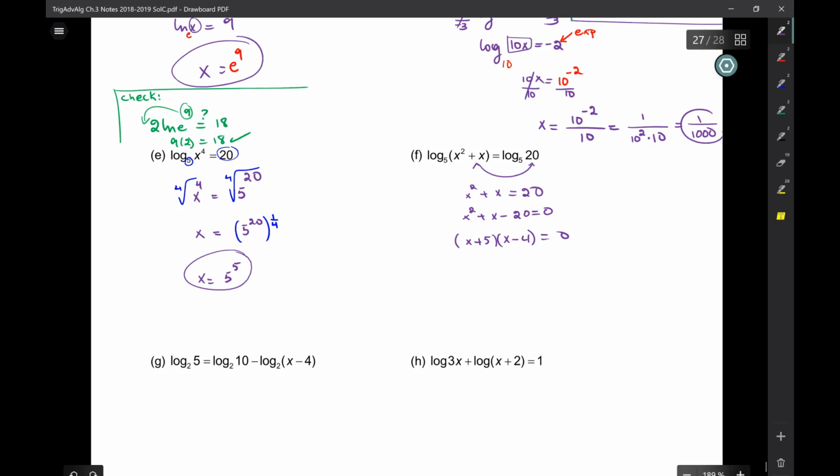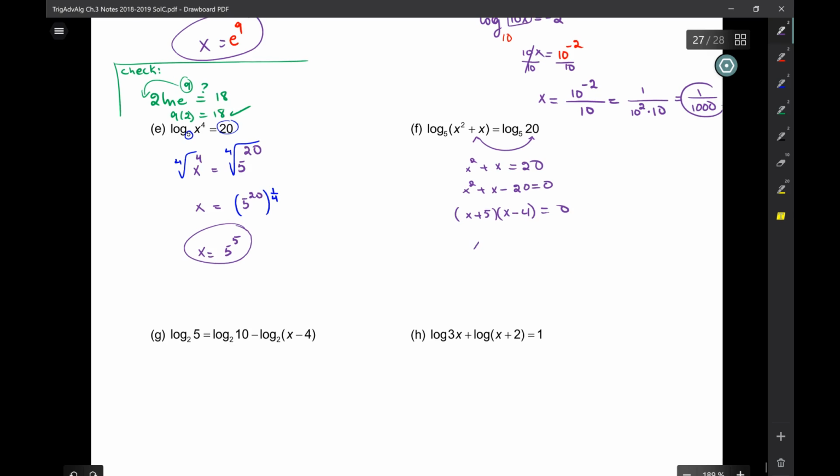So then x equals negative 5 and x equals 4. Now I need to check both of these, right? Okay, so x equals negative 5. We're going to have log of 5. I'm going to put negative 5 here, and what am I going to get? Negative 5 squared is 25, plus x, so plus negative 5, minus 5. Does that equal log of 20?